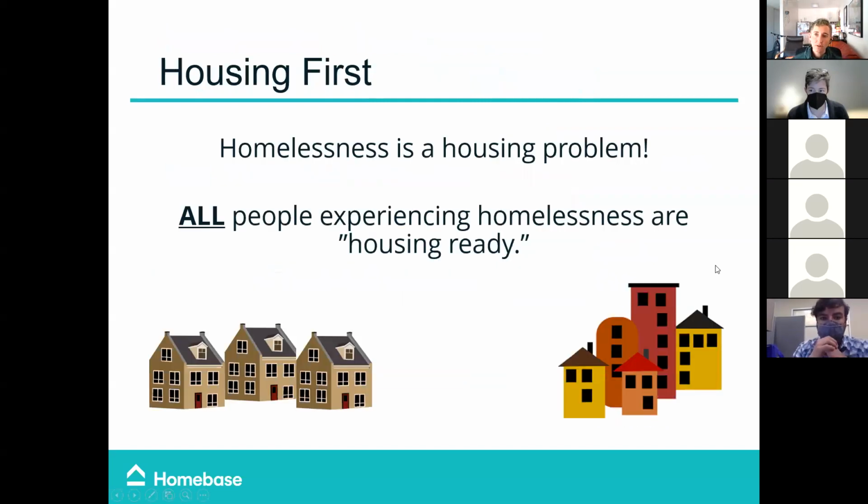Another expectation of our continuum of care for projects is that projects are operated in a housing first approach with a housing first philosophy. At its core, housing first just says that everyone who is unhoused is ready to be housed. Homelessness is an issue of not having housing, so providing housing should be the key and first step.